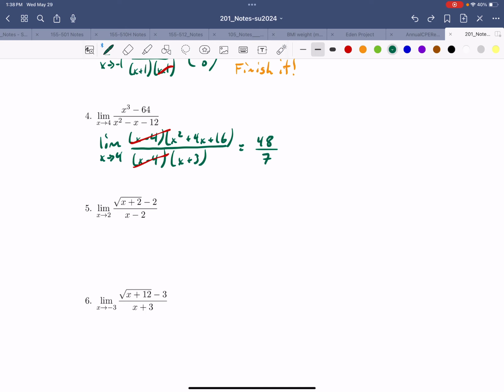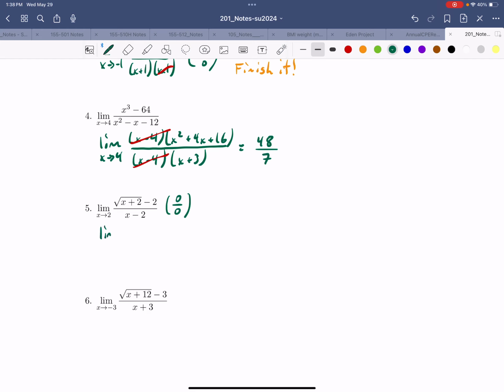Now, what on earth is going on with 5 and 6, right? We've got radicals. Maybe we'll get lucky and plug it in and we won't get 0 over 0, except of course we will. This is a little bit different. This is another indeterminate form. It's the same sort of thing, except instead of factoring, we first have to multiply by the conjugate, then factor.